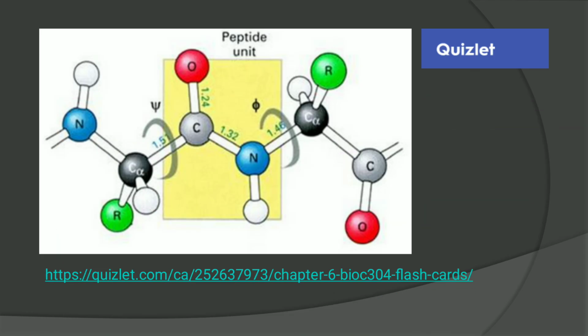You can see the rotation that is given here. This one is the phi bond rotation, and this one is the psi bond rotation. You can just see that. For more figures like this, you can visit the website Quizlet and look into that.